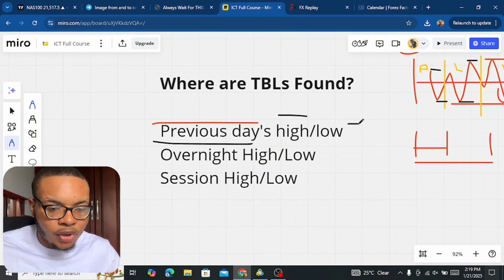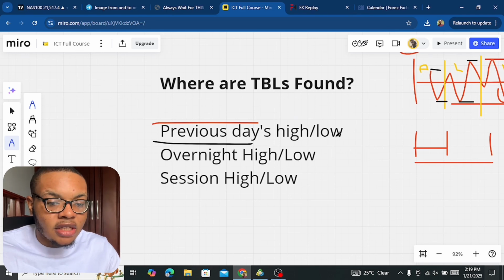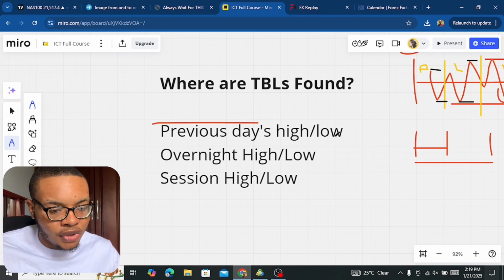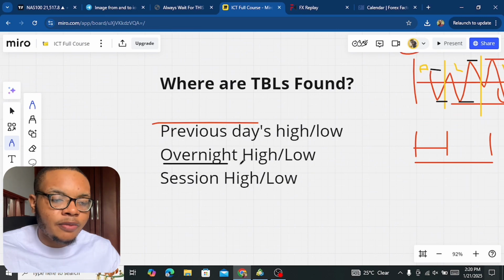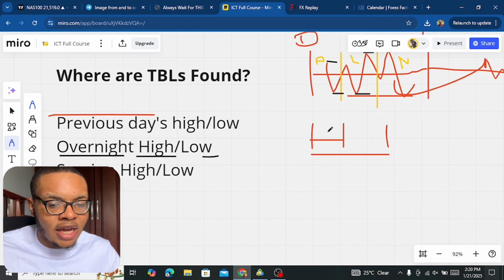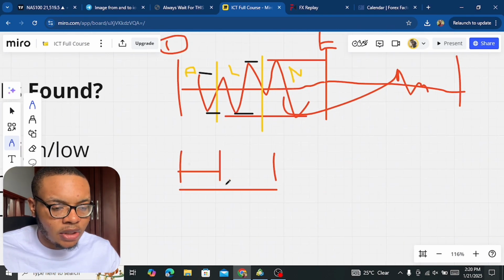So the high and low of the previous day, when you mark that out, you have the previous day's high or the previous day's low. And the overnight high and low. What are the overnight highs and the overnight lows? I said something when I was drawing this out.